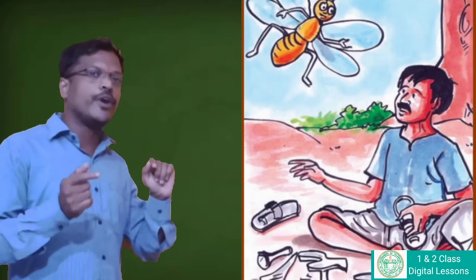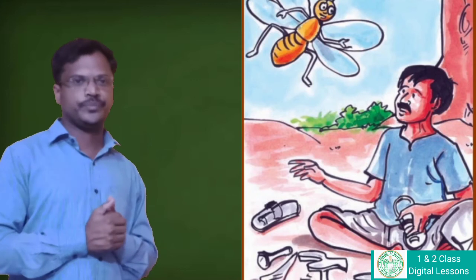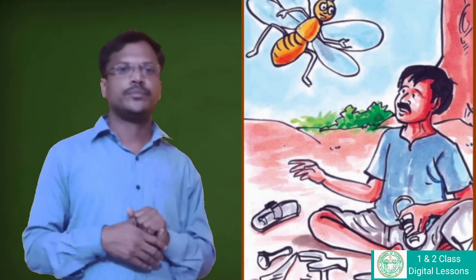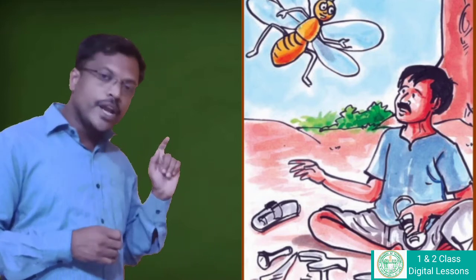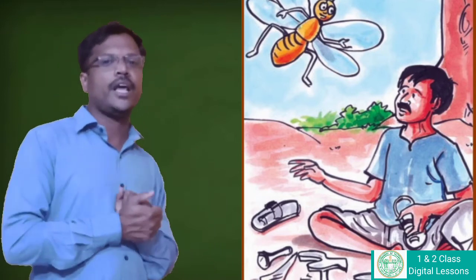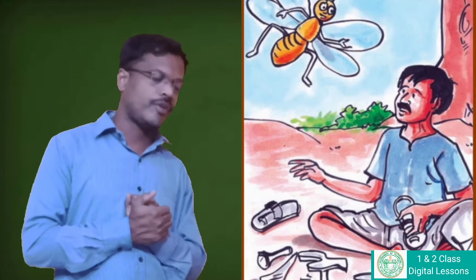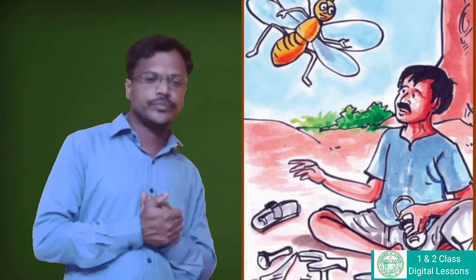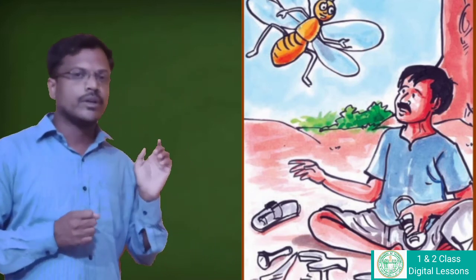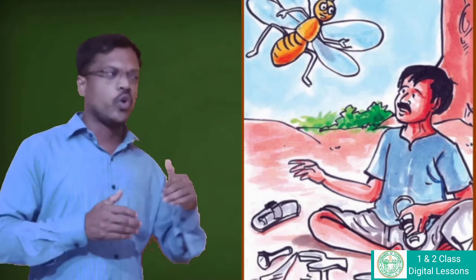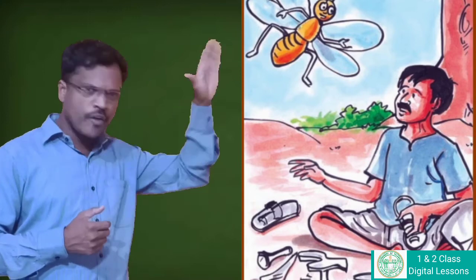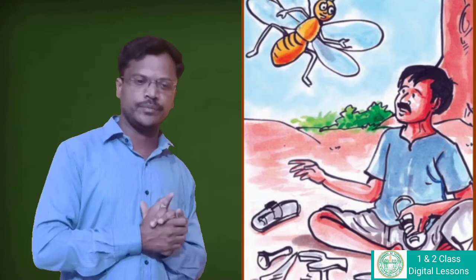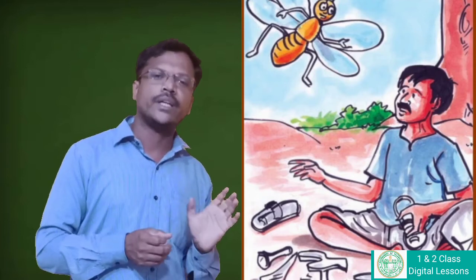Okay, our fly went to the cobbler and asked, "Can you tell me what my name is?" asked the fly. Cobbler replied, "Go away. I am busy. Go away," said the cobbler.